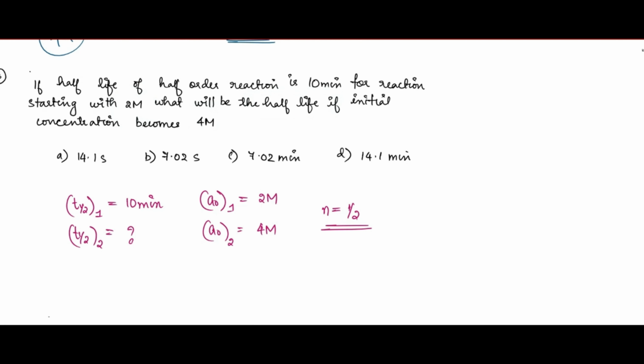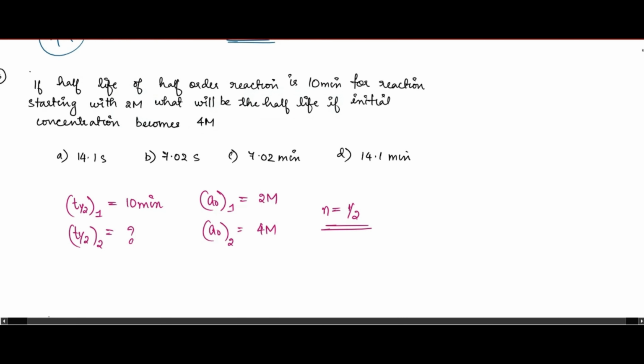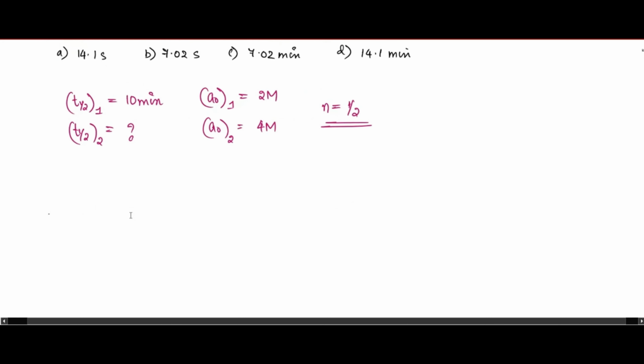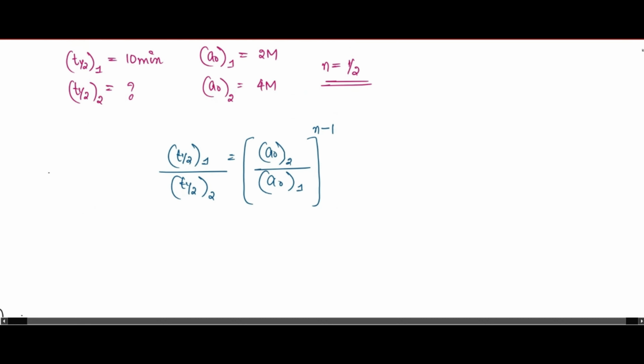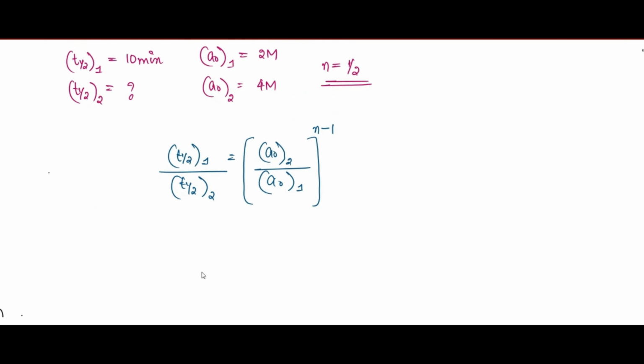It's a direct equation; you only have to substitute directly. So the relation is: T half 1 by T half 2 is equal to A naught 2 divided by A naught 1, to the power n minus 1. Everything is given to you. The value of n is given. The only unknown is T half 2. You try to substitute and tell me what the answer is.